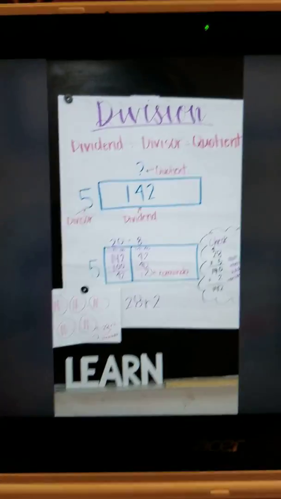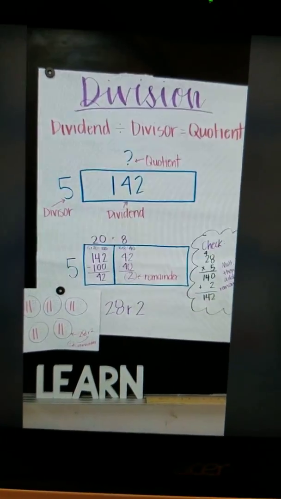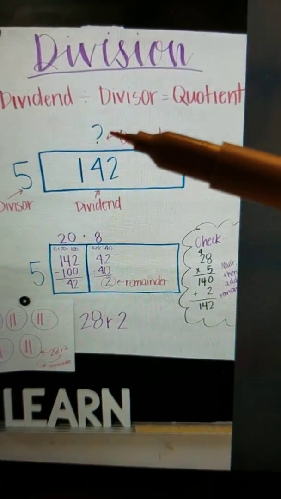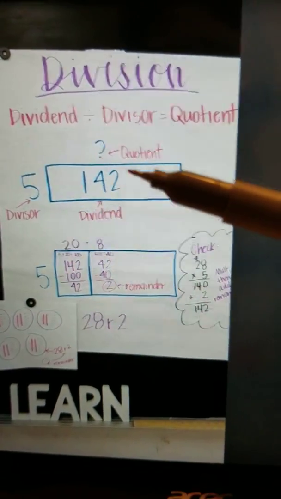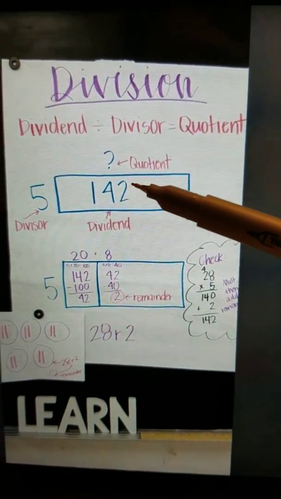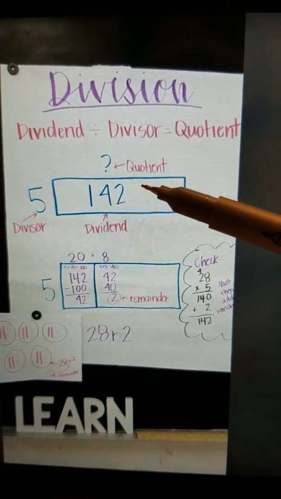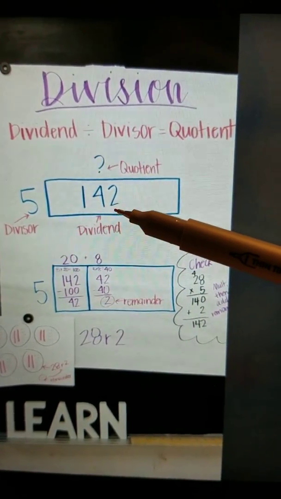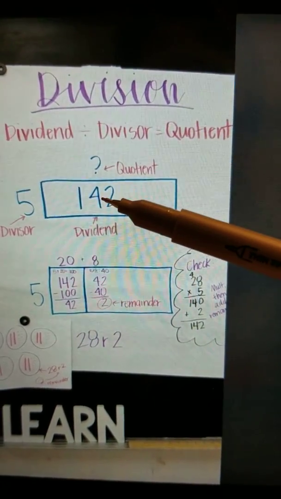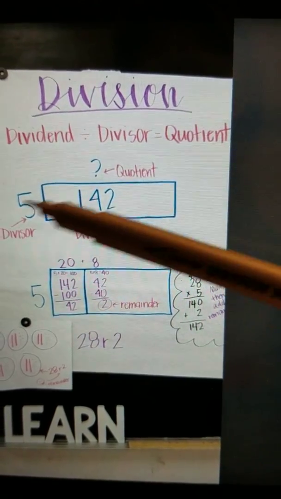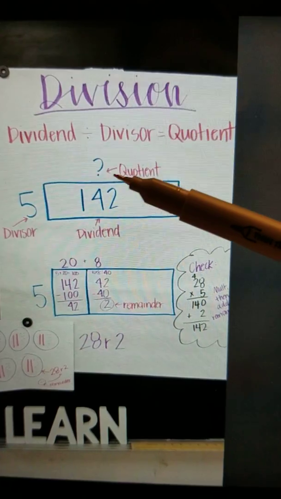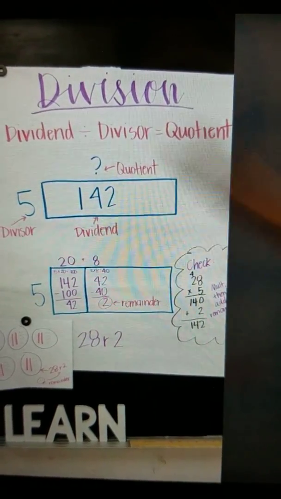In tonight's video, we're going to talk about division, and we're going to look at the chart that I posted on our Facebook group earlier today. Think about the area model for multiplication that we use. We started on the outside and moved our way to the inside. Well, with division, we're going to start on the inside and work our way out, because this is really just saying 5 times what equals 142.